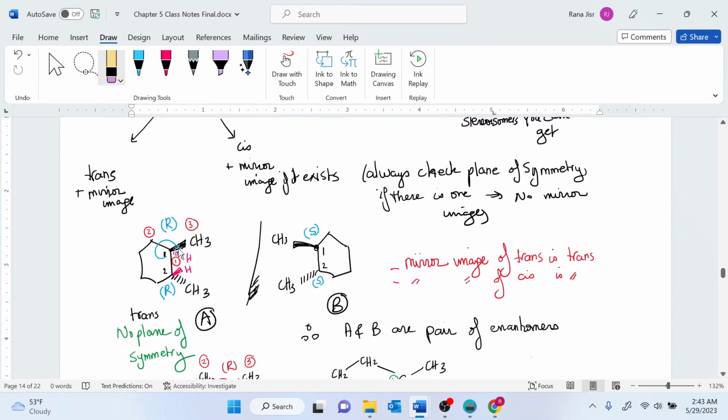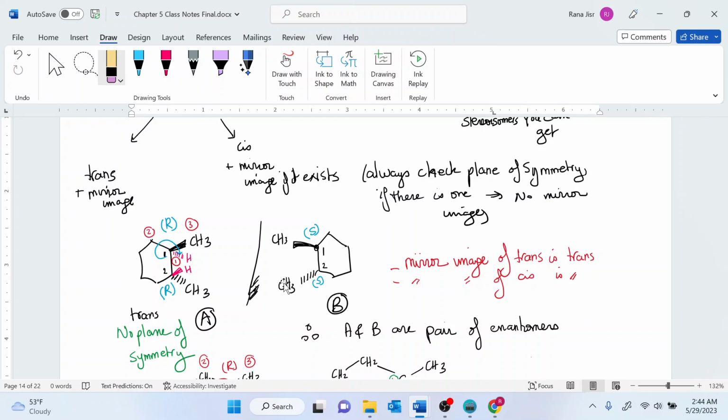Let's start with the trans in here. Having the CH3s on opposite sides, locate your hydrogens, please. And then do the mirror image. Guys, the mirror image of trans is always a trans. The mirror image of cis is always cis. So pay attention to that.